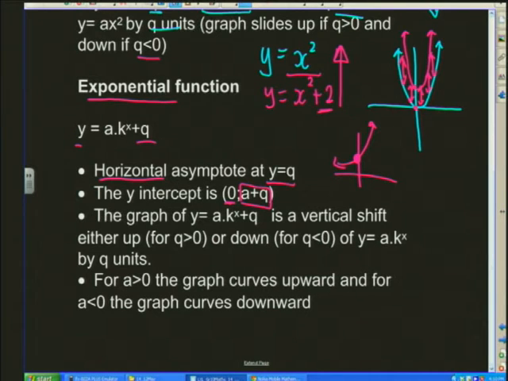Now, intuitively, that should make sense, because if I let x equal 0, remember that's your exponent, it doesn't matter what the value of k is. That whole term raised to the power of 0 will always disappear. Anything to the power of 0 is 1. You remember that from your exponents. So 1 times a will just give me a plus q. So therefore my y-intercept will always be a plus q.